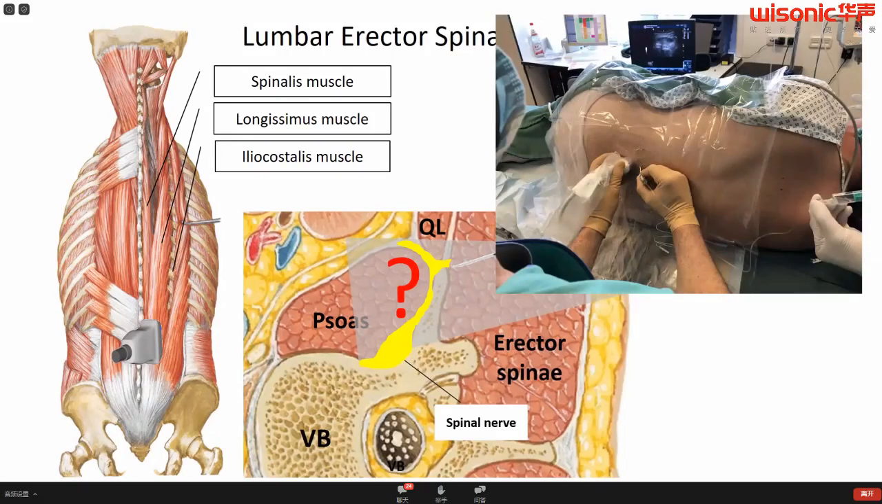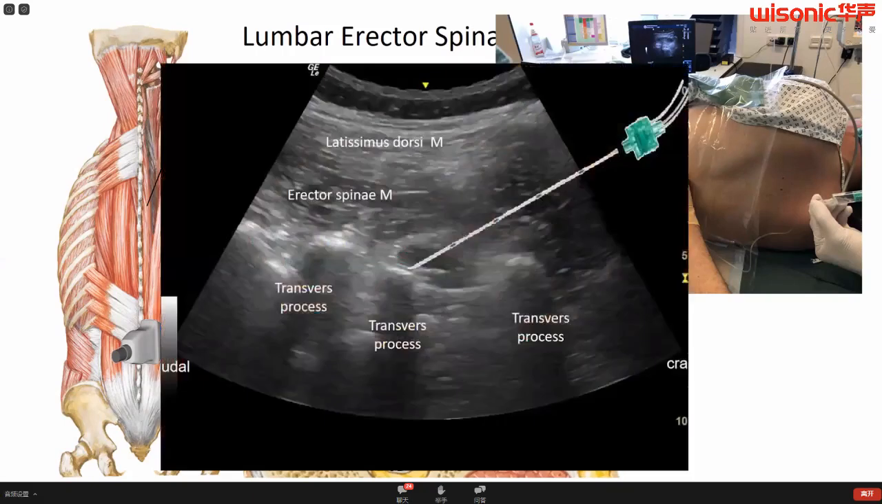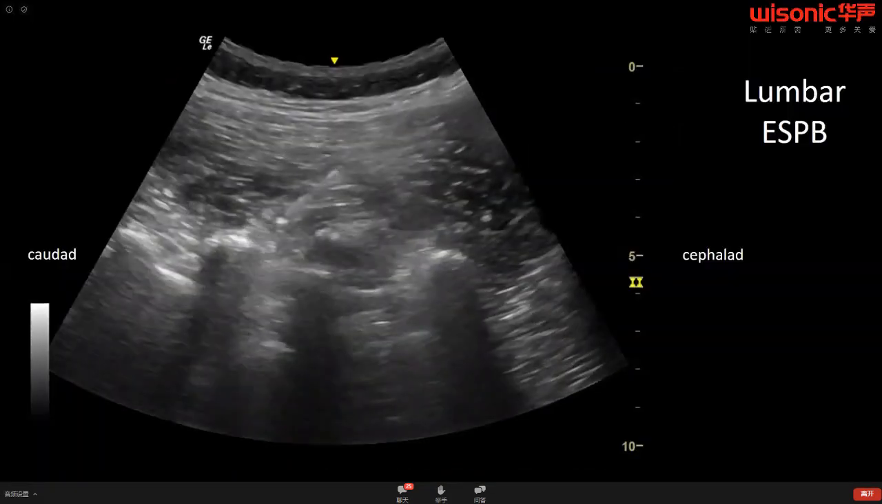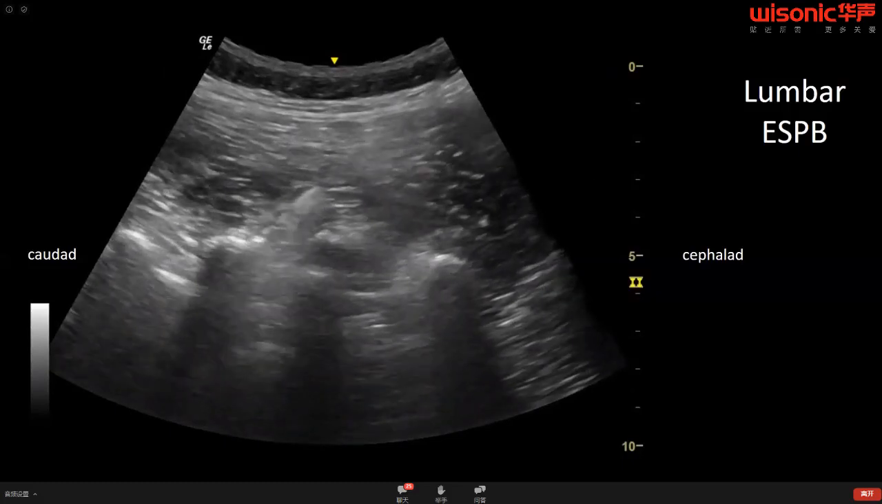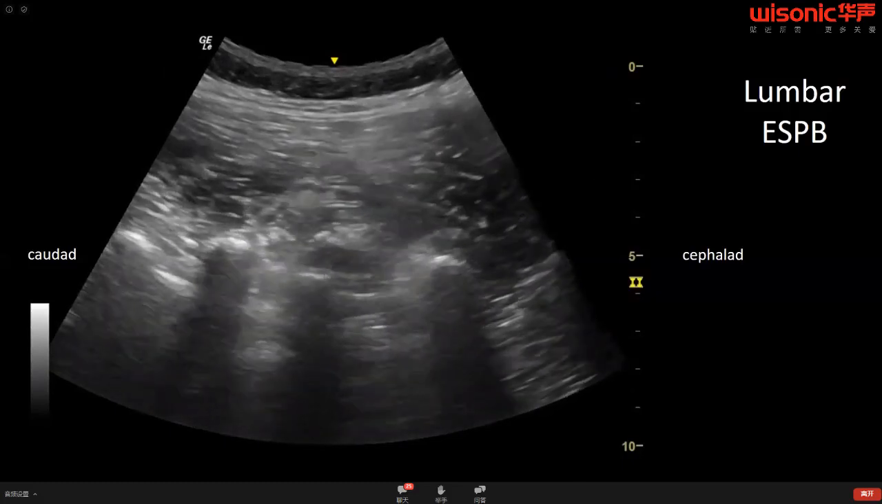This is an example of the patient in a lateral position. And this is the ultrasound picture that you can expect. It's the same position of the probe that you also use for the lumbar plexus block when you do the so-called trident technique. You can see here the transverse processes, and the needle is advanced through the latissimus dorsi muscle and the erector spinae. This is the video of a lumbar erector spinae plane block.